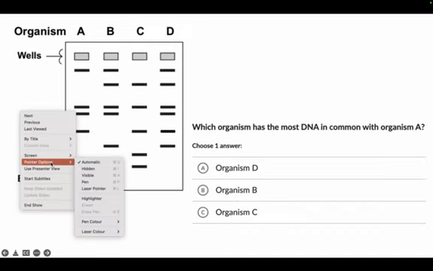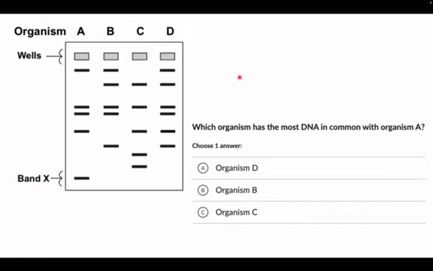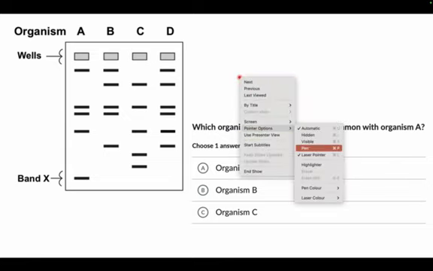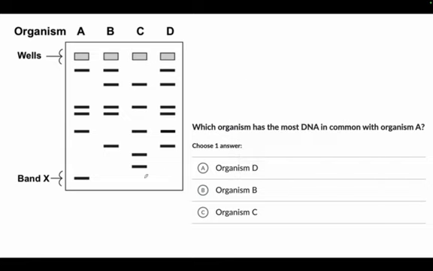So this is just a selection of MCQs based on what we've seen so far. This, as you can probably tell, is an agarose gel in which they have probably done some random PCR on genomic DNA for some organisms A, B, C, and D. And because all of these organisms have different genomic DNA, each of them will give a different banding pattern, right? And that banding pattern will be characteristic for the organism. So now the question is, which organism has the most DNA in common with organism A?